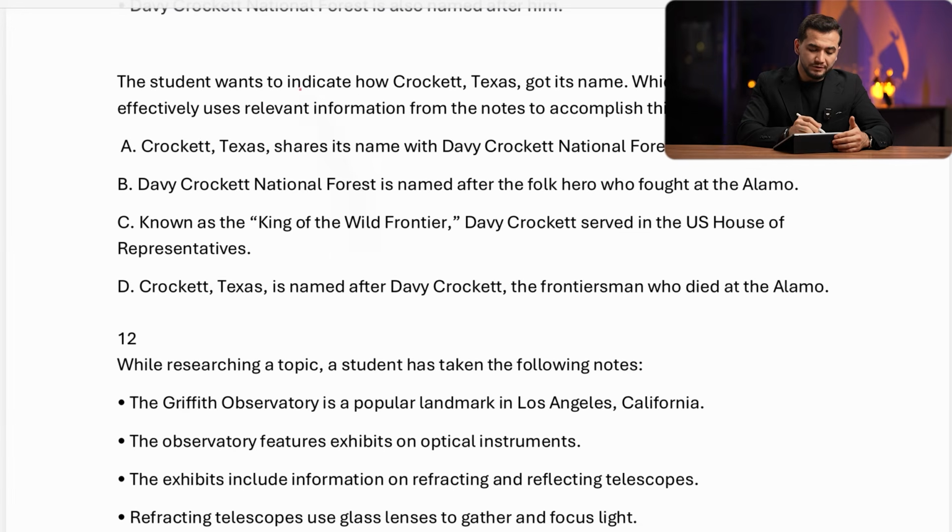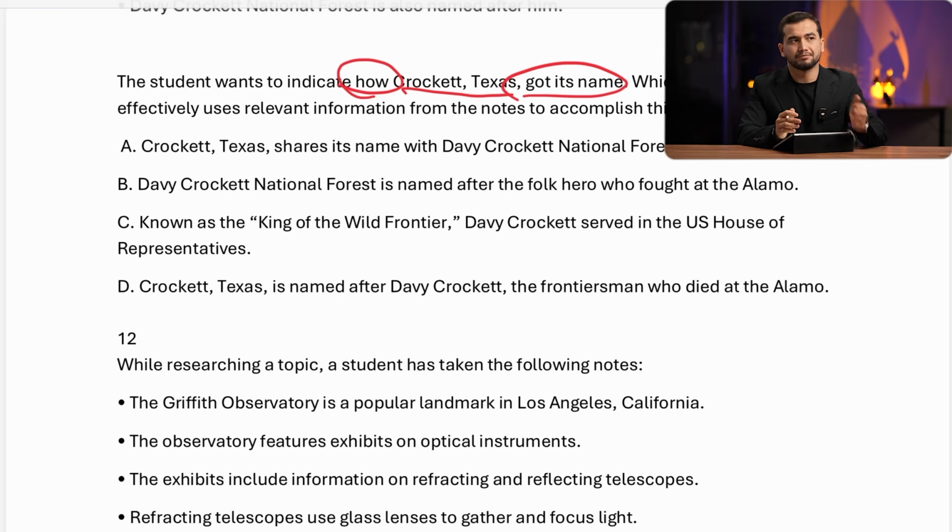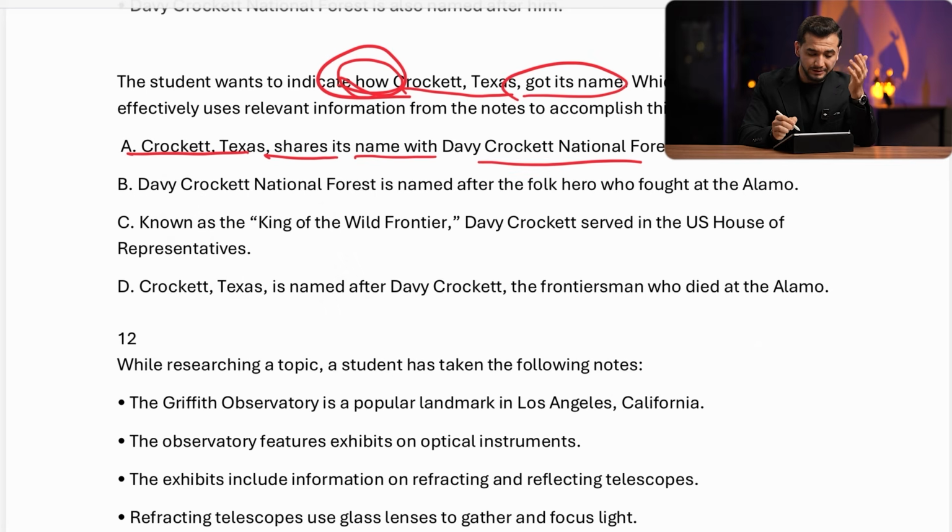So here, the student wants to indicate how Crockett, Texas got its name. Okay, so we have to show how it was named. Pay attention to how. Okay, Crockett, Texas shares its name with something else. It just says that it's a namesake with something else, but it doesn't show how it was named.